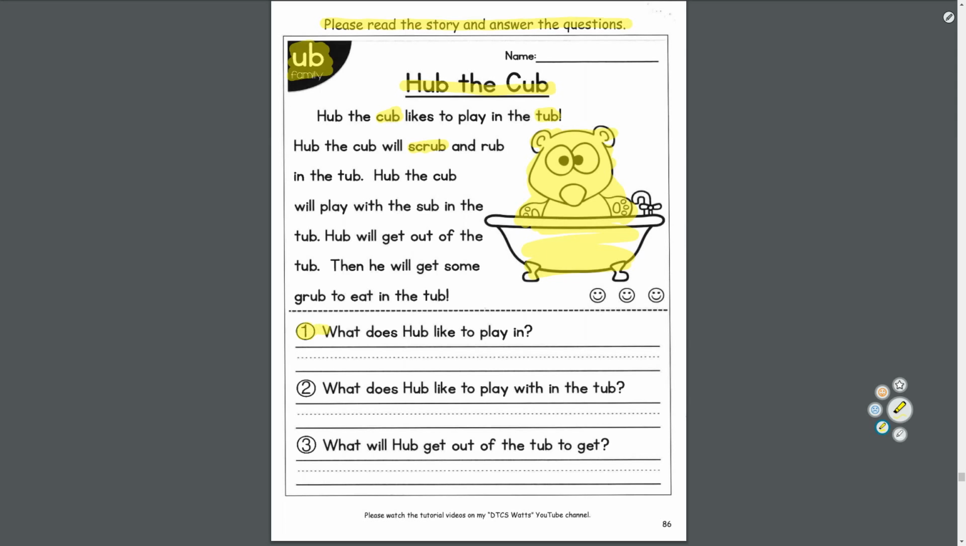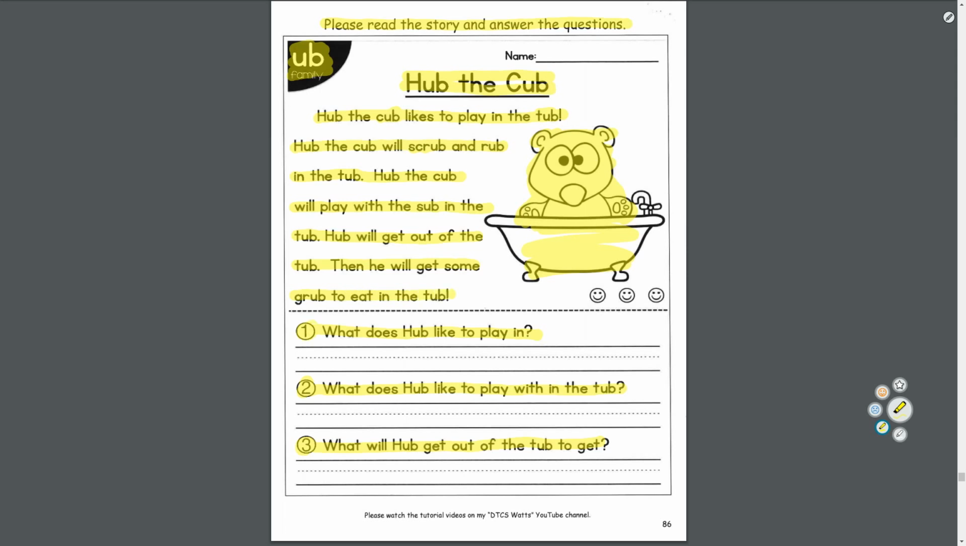Question 1. What does Hub like to play in? Number 2. What does Hub like to play with in the tub? Number 3. What will Hub get out of the tub to get? Okay, let's read it. Hub the Cub. Hub the Cub likes to play in the tub. Hub the Cub will scrub and rub in the tub. Hub the Cub will play with the sub in the tub. Hub will get out of the tub. Then he will get some grub to eat in the tub.